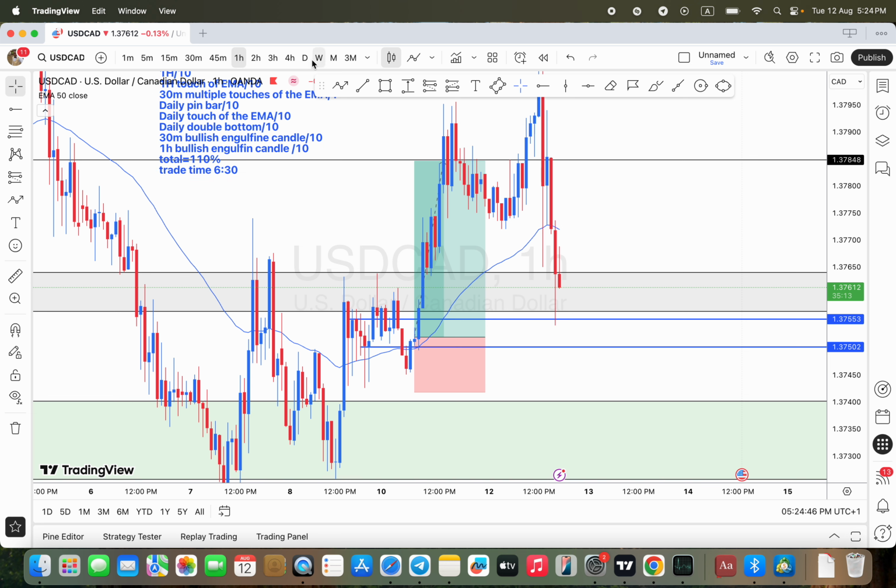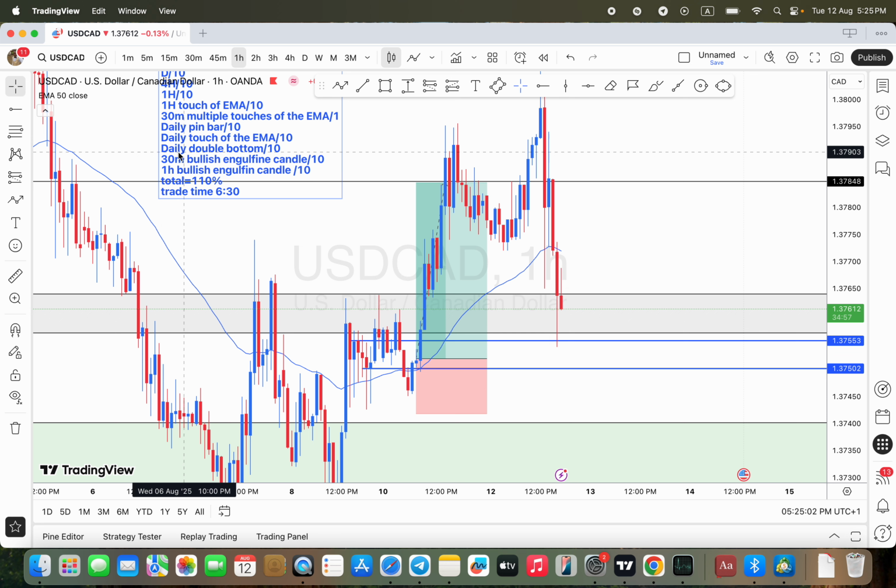If we go to the daily, we'll see the double bottom. 30-minute bullish engulfing. This is right here. This 30-minute bullish engulfing. This candle engulfed this one. Excuse me. It was after this candle that I knew that okay, it's time. It's about time. 30-minute bullish engulfing candle.